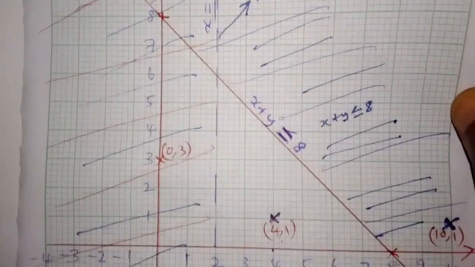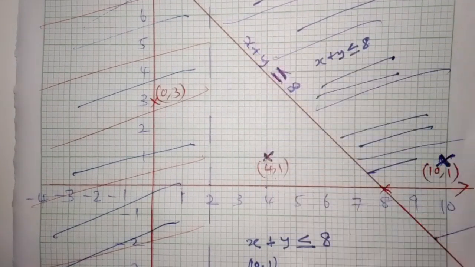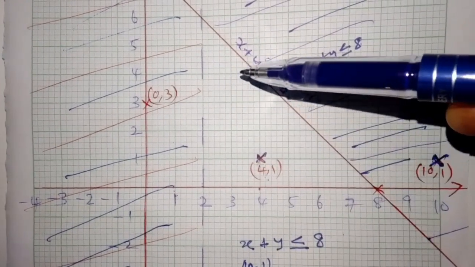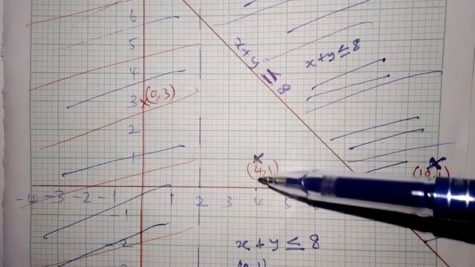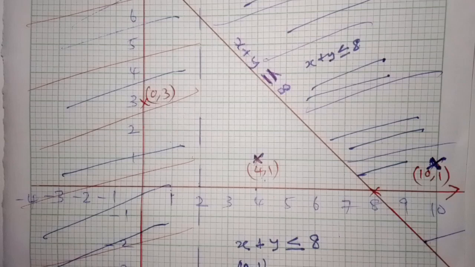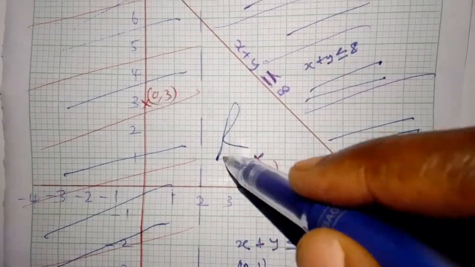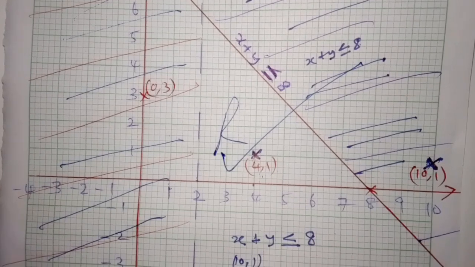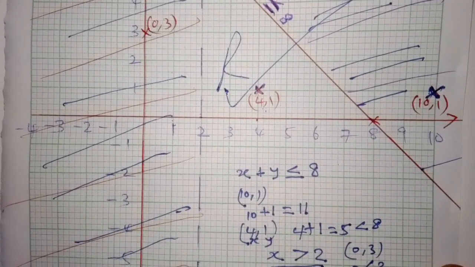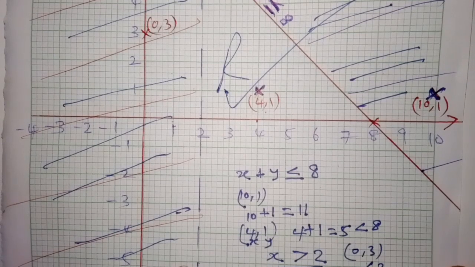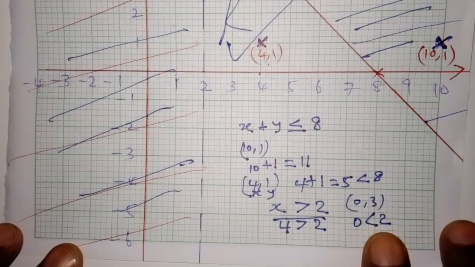So now we end up with this region here. This region here is the one which is unshaded, the one on this other side. This region here is the required, the wanted region, which is going to give us the solution to these two inequalities.